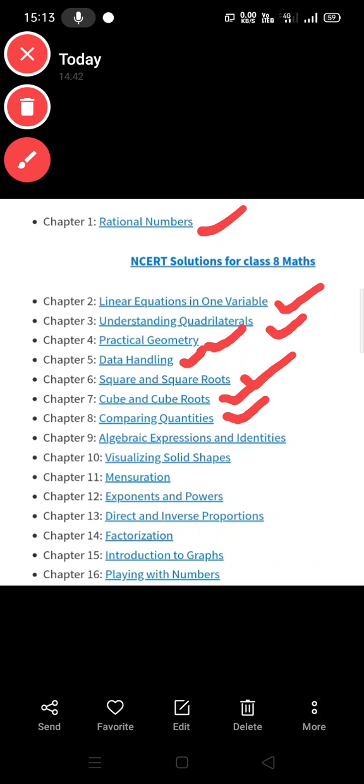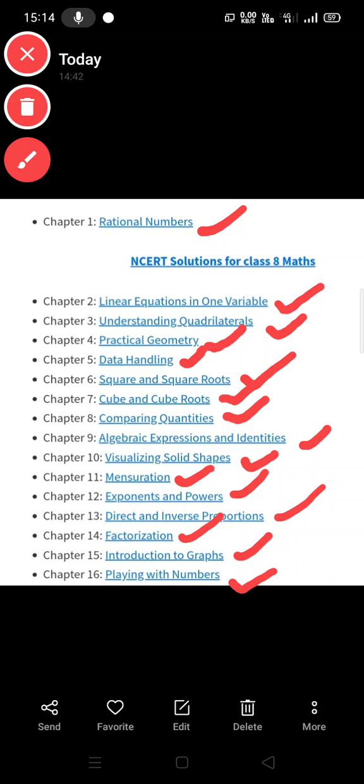The ninth chapter is algebraic expressions and identities. The 10th chapter is visualizing solid shapes, and the 11th chapter is mensuration. The 12th chapter is exponents and powers, and the 13th chapter is direct and inverse proportions. The 14th chapter is factorization, and the 15th chapter is introduction to graphs. The 16th chapter is playing with numbers. These are the 16 chapters we are studying in the 8th class.